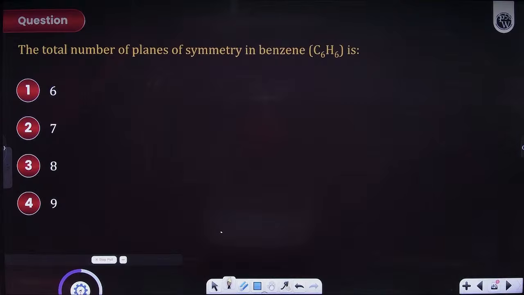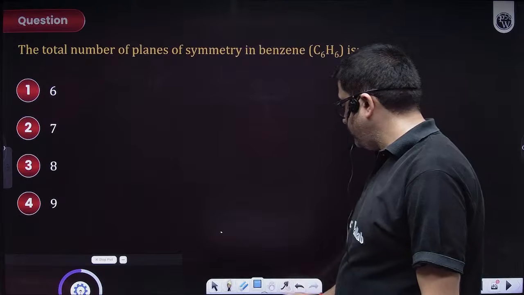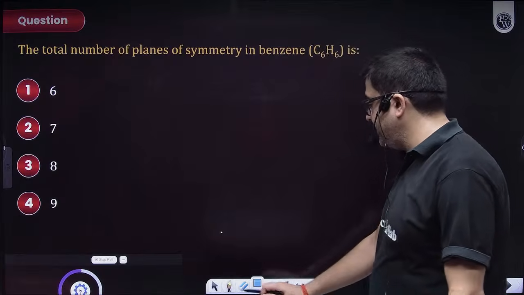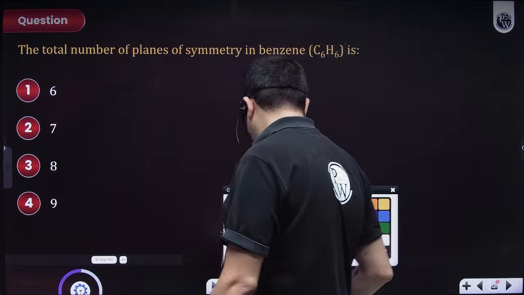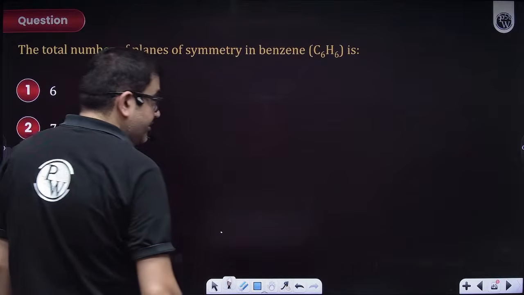Number of planes of symmetry. Number of planes of symmetry which benzene has. Come on, sir. Number of planes of symmetry which benzene has.